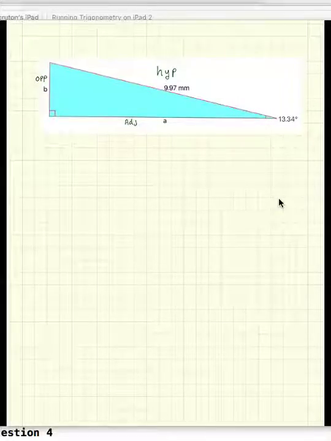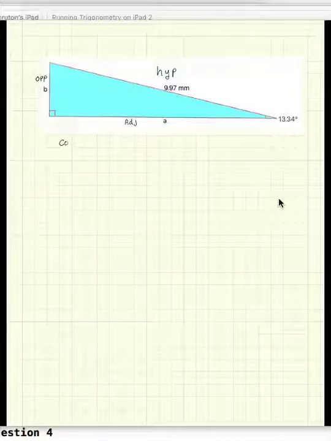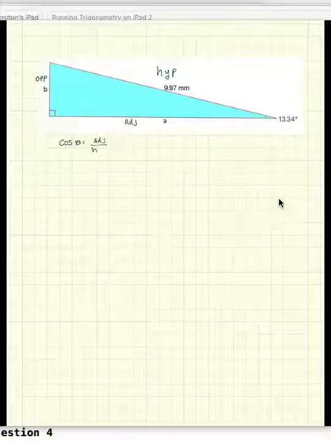So I want to figure out, let's start off with the A. We know we are trying to find the adjacent. We know the hypotenuse. So adjacent over hypotenuse is the cosine. So I'm going to use the cosine ratio. So cosine of theta is adjacent over the hypotenuse.